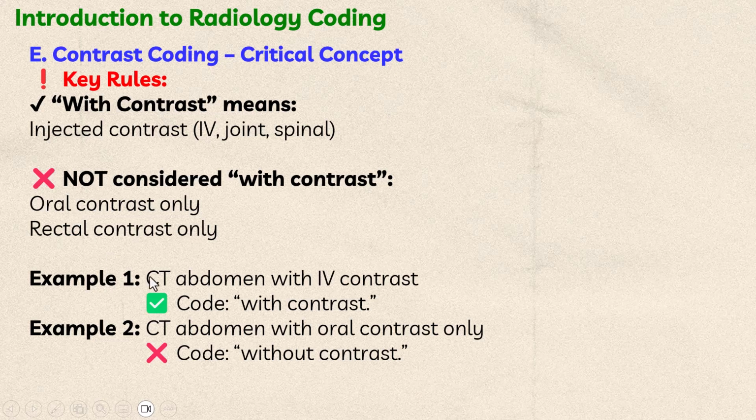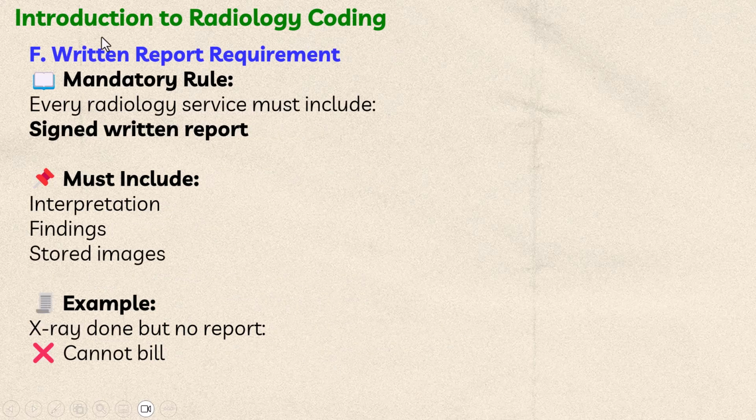For example, CT abdomen with IV contrast, here you have to code with contrast. But CT abdomen with oral contrast only, you have to code without contrast. Another important part is the written report requirement. So the mandatory rule is, every radiology service must include a signed written report. It must include interpretation, findings, and stored image. For example, if an X-ray is done but there is no report, you cannot bill.